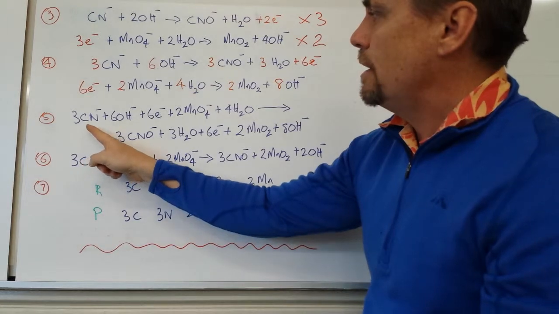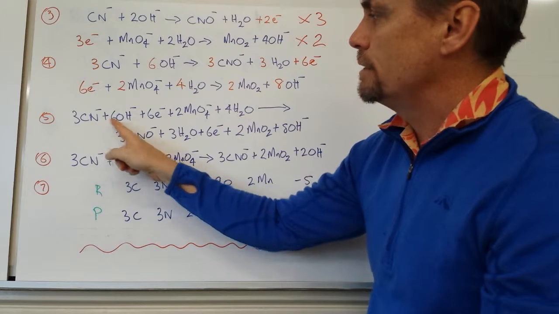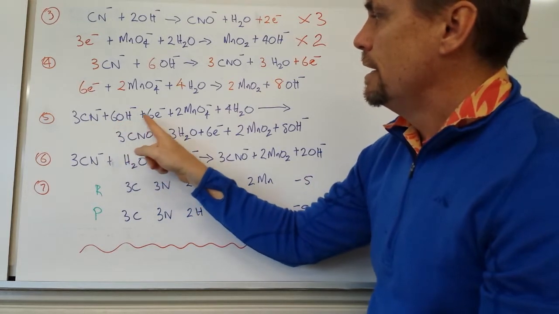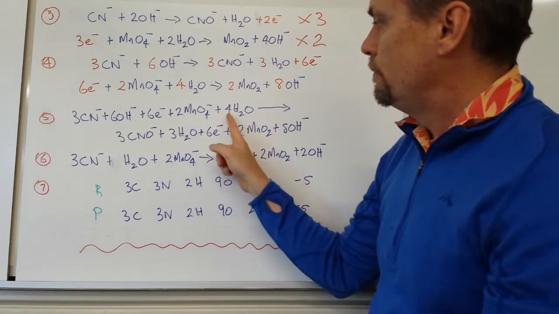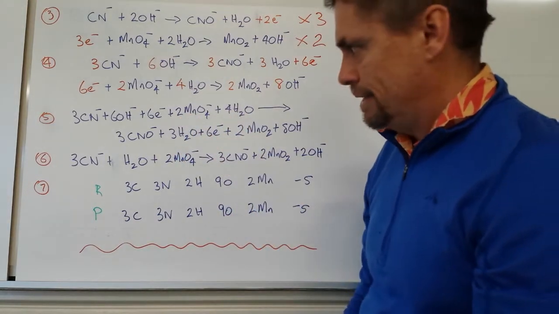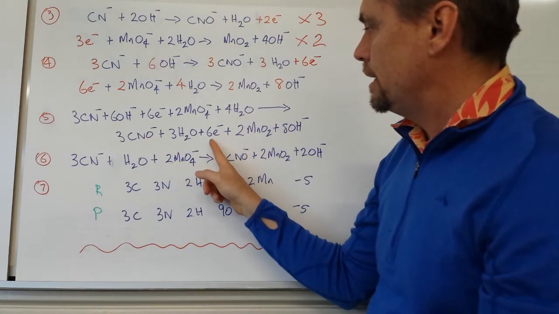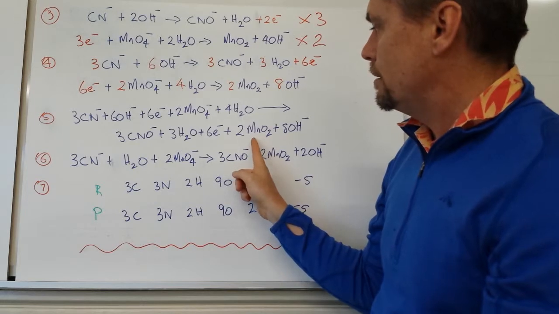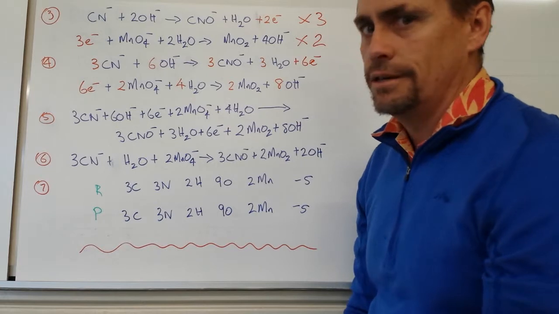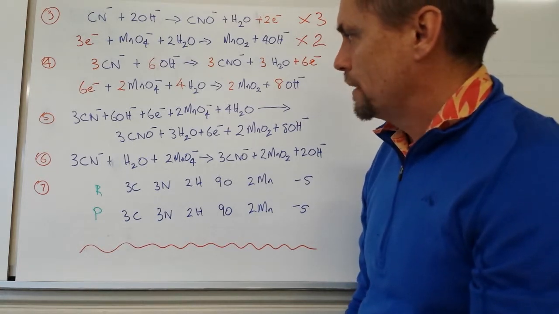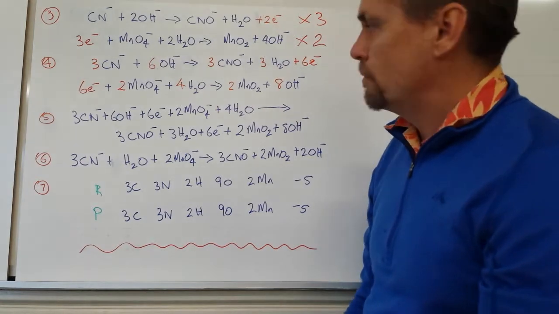We can now add the 2 half reactions together. So we get 3 cyanide ions plus 6 hydroxide ions plus 6 electrons plus 2 permanganate ions plus 4 water molecules gives us 3 cyanate ions plus 3 lots of water plus 6 electrons plus 2 manganese dioxide molecules plus 8 hydroxide ions. We're very close now. What we can do is subtract common species from both sides.